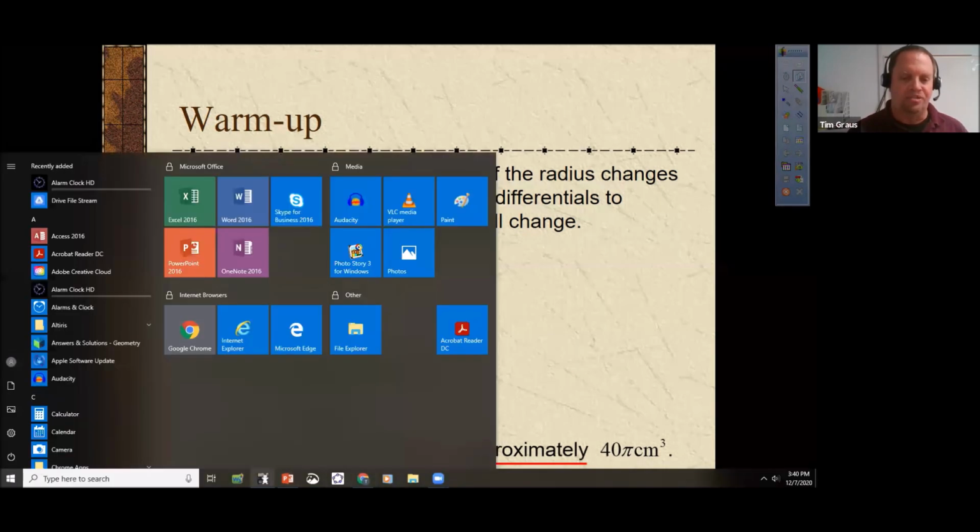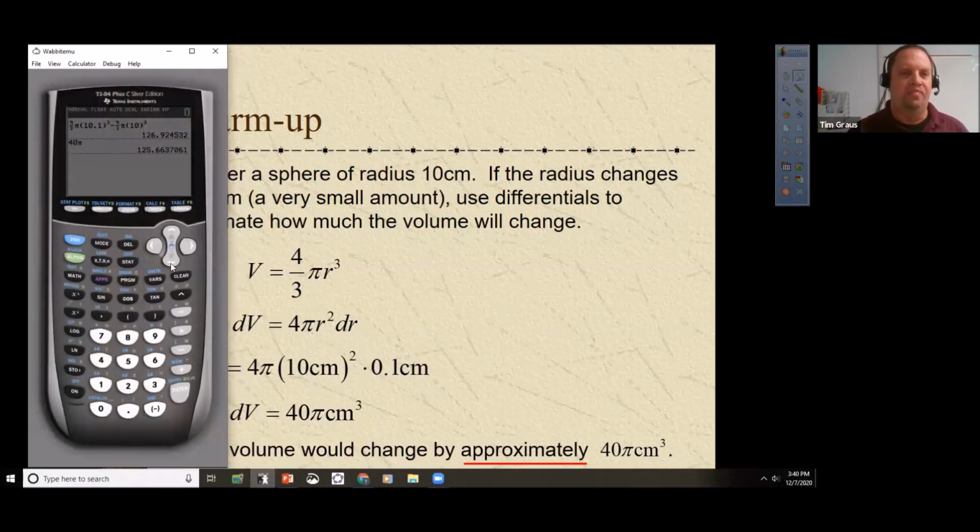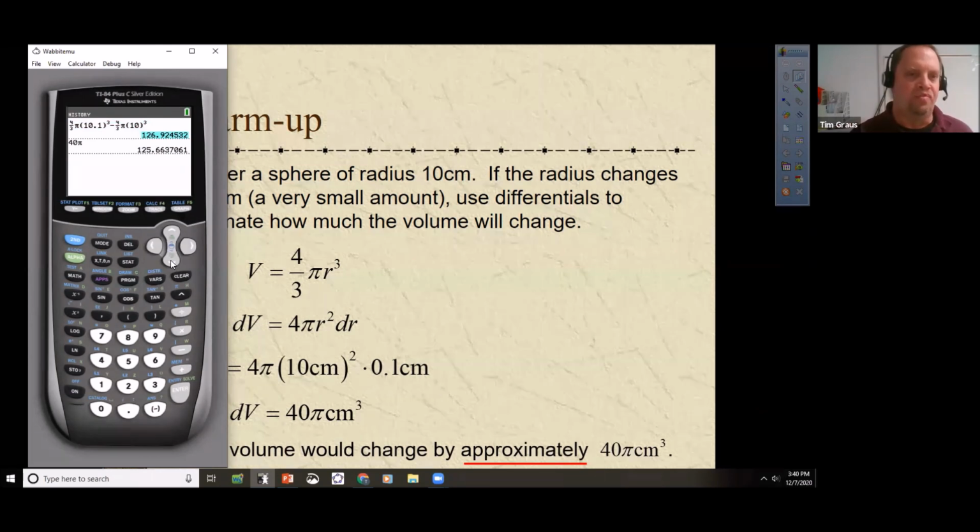Now, if we actually check this, the volume actually changes by an amount slightly larger than 40 pi. This is the volume at 10.1 minus the volume at 10. The actual change is about 126.925, and 40 pi is only 125.664. So we do get a good estimate, but it is not perfect.